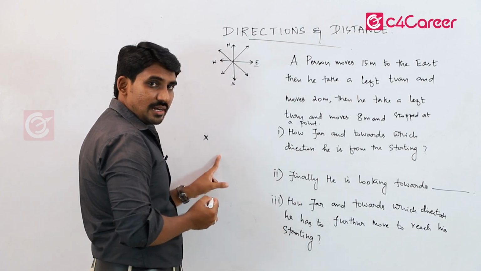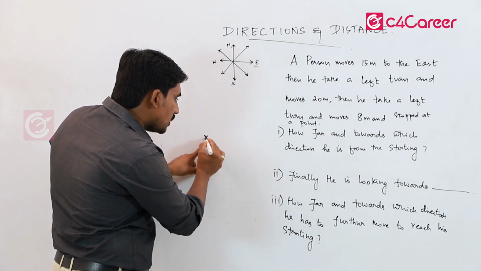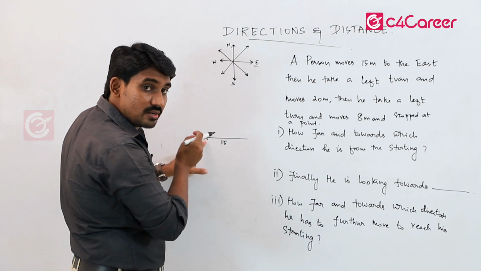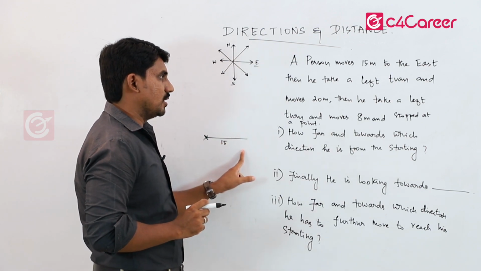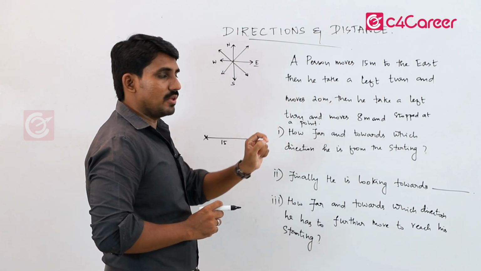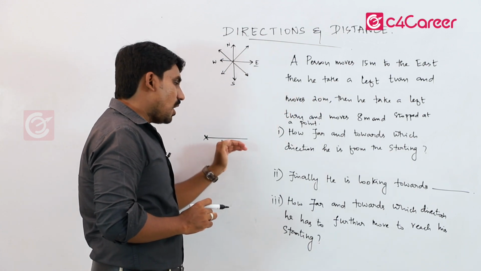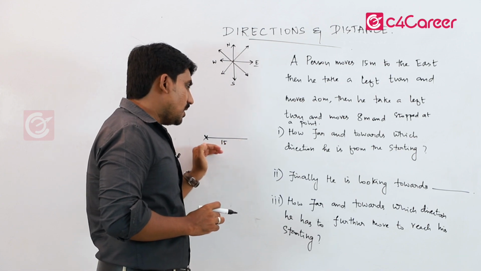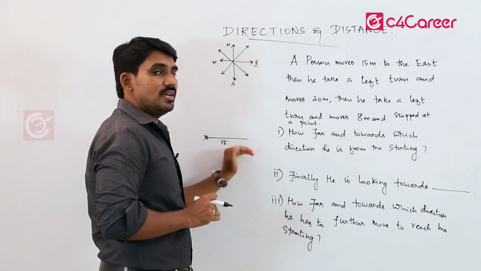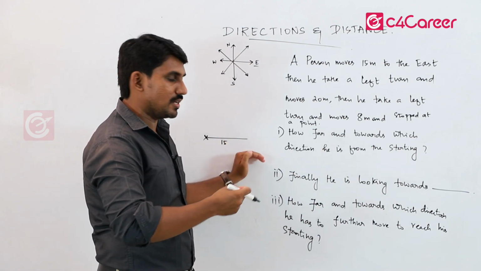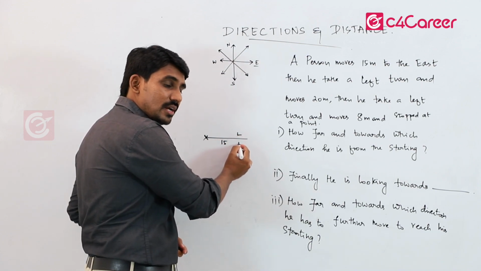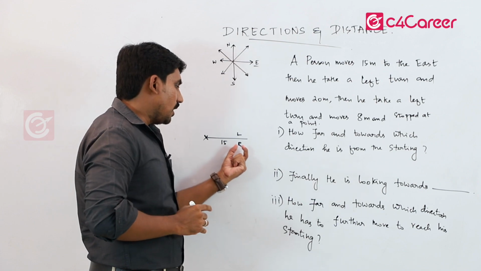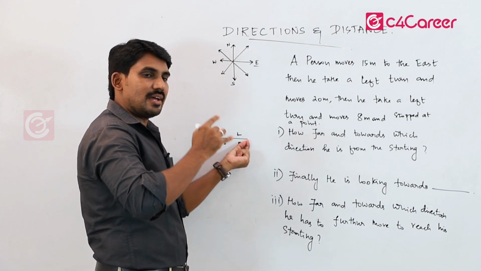So east is this direction. From the starting point, draw a line towards east and mark this as 15 meter. Then he takes a left turn. Now I already told you how to judge left and right. Think yourself traveling on this line. What is your left? What is your right? Now you are moving on this line. Obviously this is left and this is right. Clear? Now from this point take a left turn.